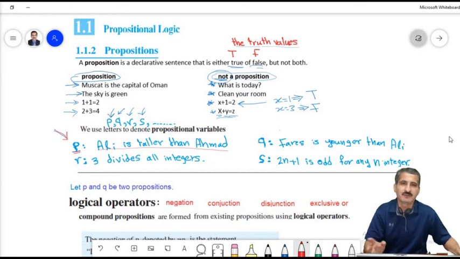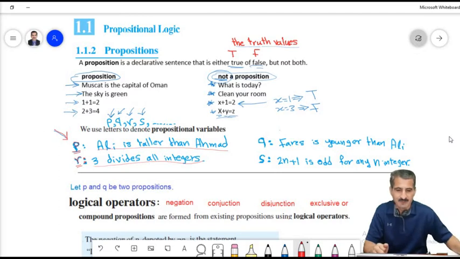We don't know whether this statement is true or false, but it has to be either true or false. If Ali is taller, then it is true. If Ahmad is taller than Ali, then it is false. So it is a proposition, and we gave it the letter p. r denotes another sentence: 3 divides all integers. This is a proposition, which is false.